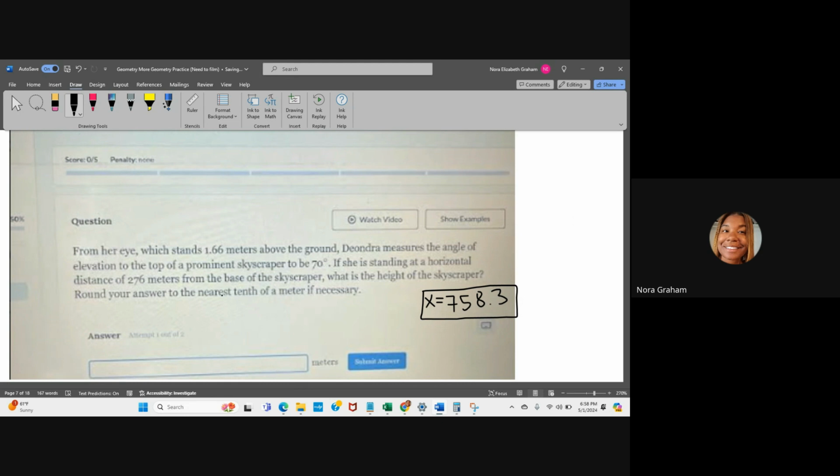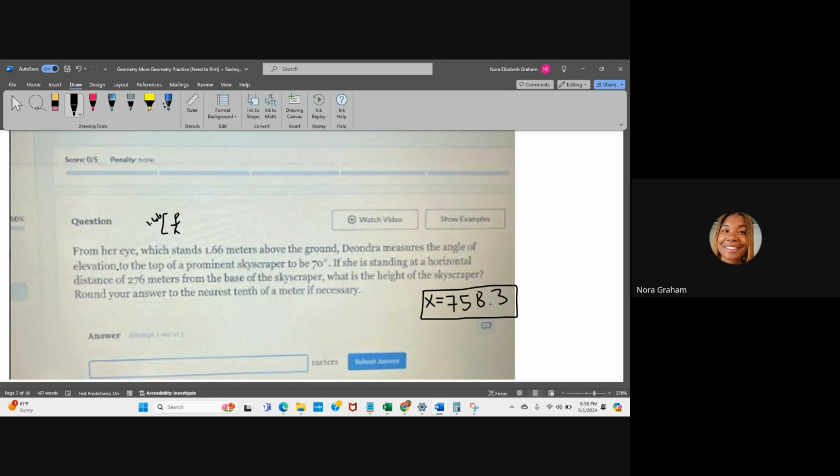All right. So the first thing you want to do with these problems is you want to draw, okay, and kind of envision what we have. So let's go ahead and draw Deandra. Okay. It lets us know that from her eyesight, she stands at 1.66 meters. Okay. Annotate that down.